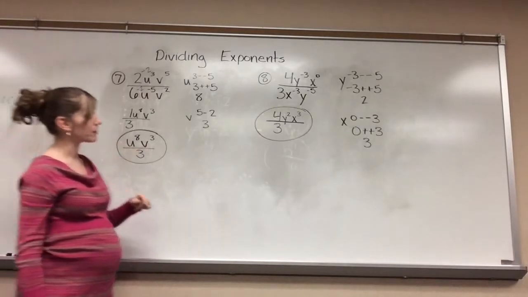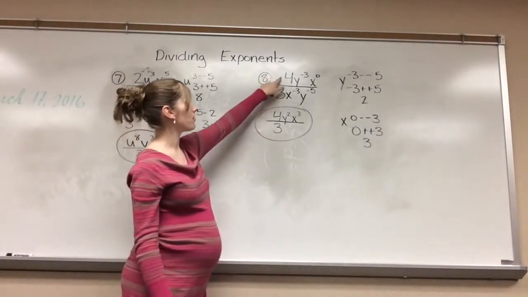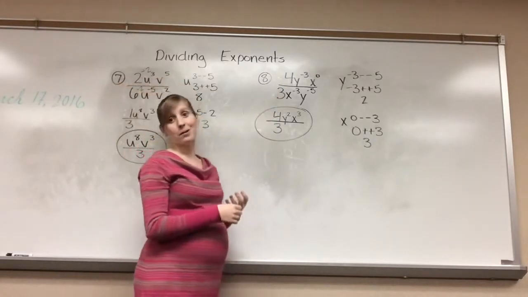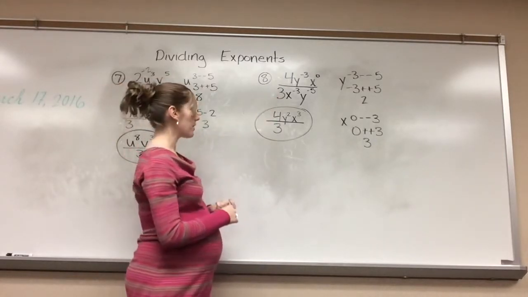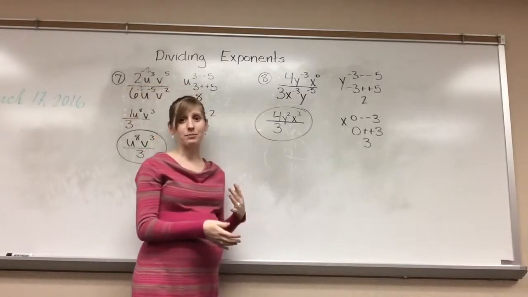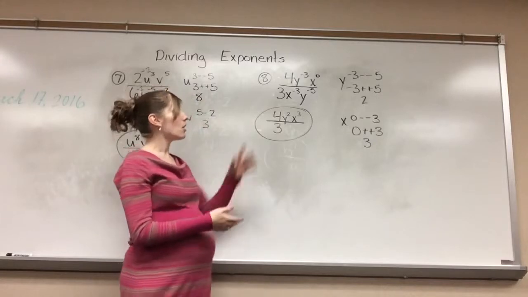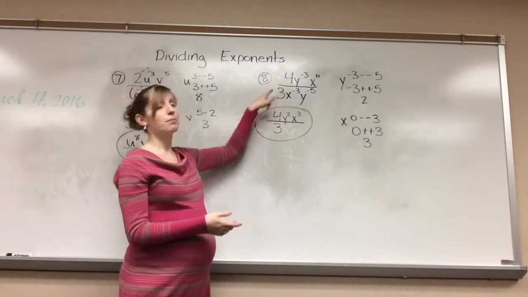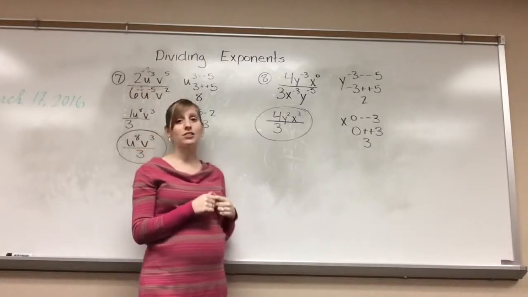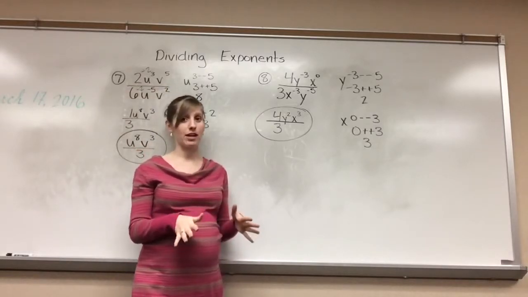And then for problem number 8, again, starting with those front numbers, 4 over 3. I can't divide 4 by 3, not without getting a decimal, so I don't want to do that. I can't simplify 4 and 3. There's no common divisor between 4 and 3. Also, I did not make this into a mixed number. I do want to point that out. 4 over 3, I did not change that into 1 and 1/3. They don't want you to do that, okay?